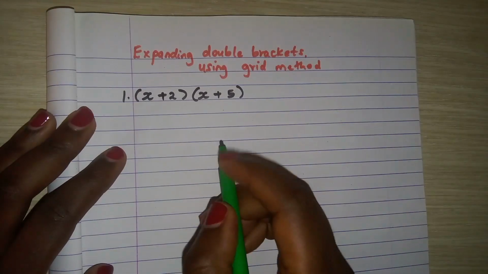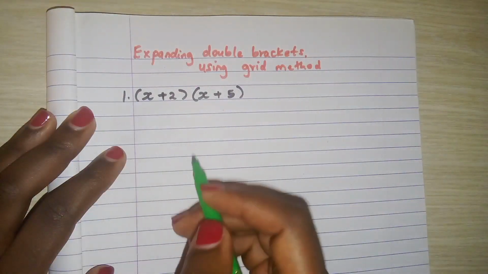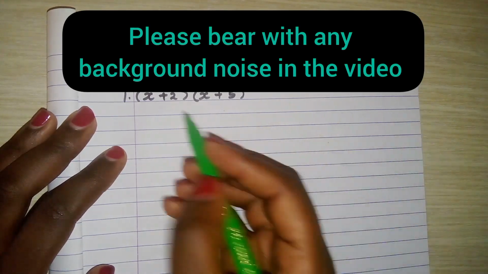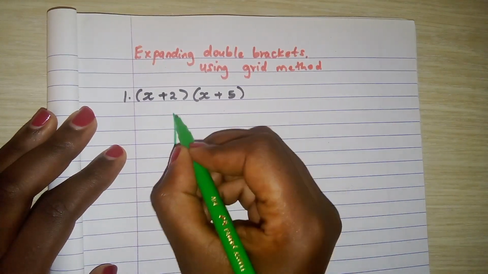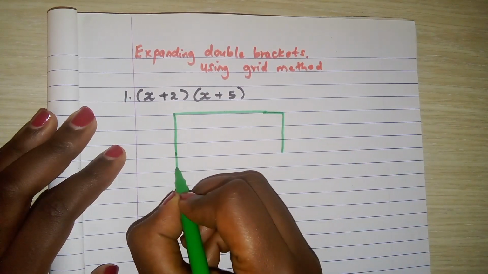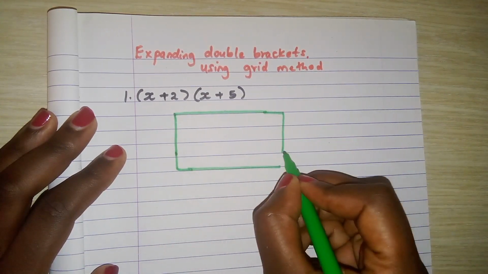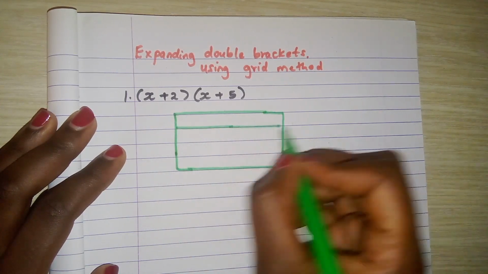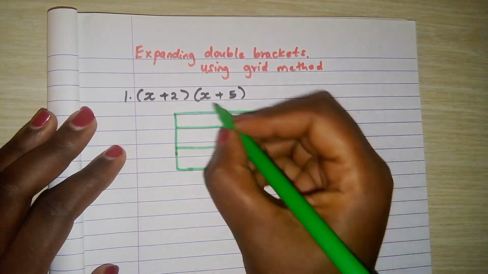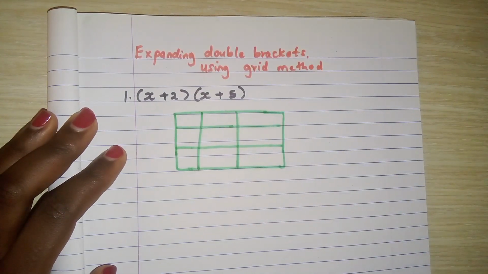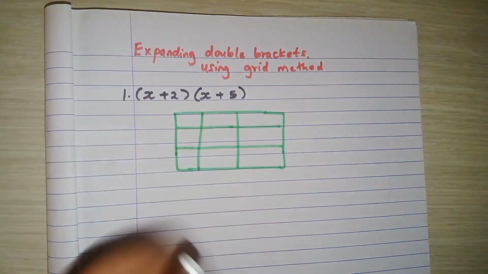So let's start. In the last video we looked at the FOIL method. You can go back to that video after you're done with this one. So here you start by drawing a grid, just a simple rectangle. Then you can divide it once, and maybe over here. Use a ruler.